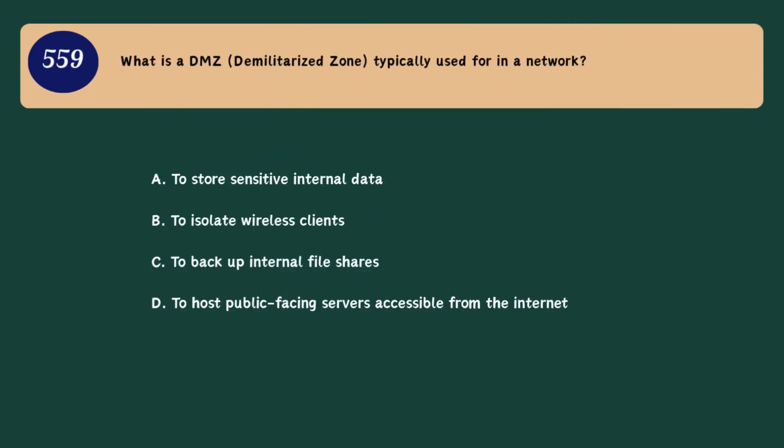Question 59. What is a DMZ, demilitarized zone, typically used for in a network? A. To store sensitive internal data. B. To isolate wireless clients. C. To back up internal file shares. D. To host public-facing servers accessible from the Internet.